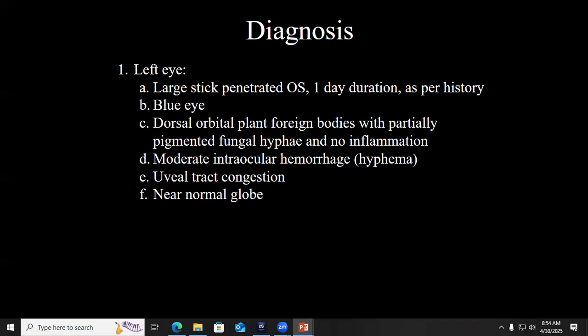Any optic nerve lesions? No optic nerve lesions. It was a one-day history. Yeah. So they got to it pretty quickly. I imagine that was fairly traumatic for the owners, I would imagine. Using its globe as a stress ball.